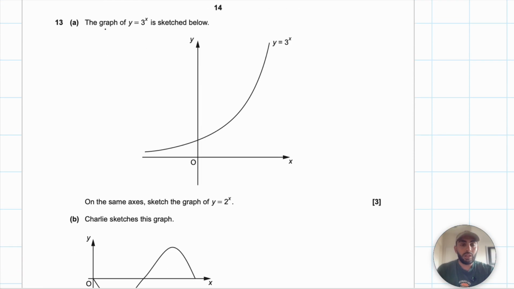Question 13. The graph of y equals 3 to the power of x is sketched below. On the same axis, sketch the graph of y equals 2 to the power of x. One thing that you need to know about these types of graphs, they will always cross at 0, 1. If you have anything to the power of 0, it will always be 1. It's going to be a very similar graph, but it's going to just be a little bit shallower, so it won't rise as steeply as the other one. That would be y equals 2 to the power of x.